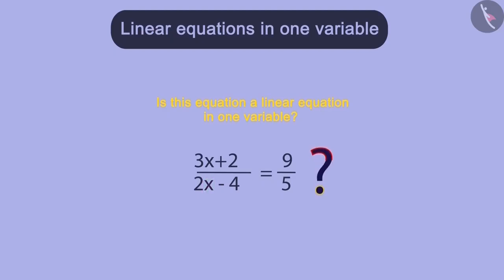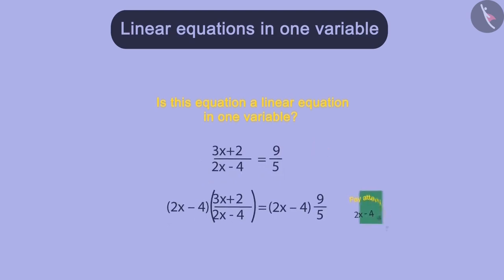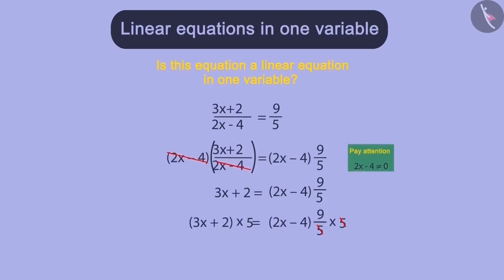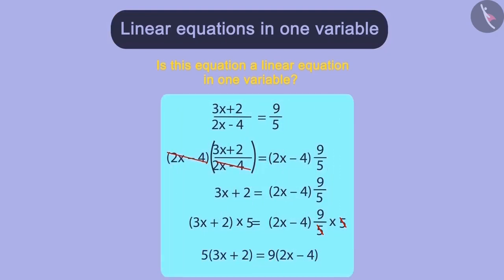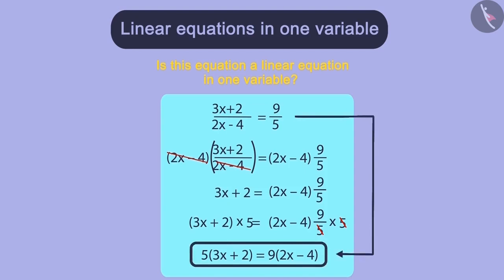We will have to multiply the left and right-hand side with 2x minus 4. Thus, these two terms will get cancelled. So now, our equation will look like this. Now, after multiplying both the sides by 5, we will get the equation. So note, we have already seen many such types of equations in the previous sessions. This is a linear equation in one variable. Now look at these steps very carefully. Do you think we could have arrived at the equation in just one step?